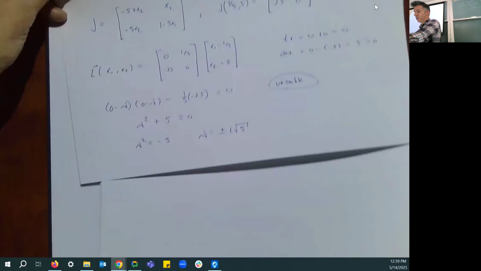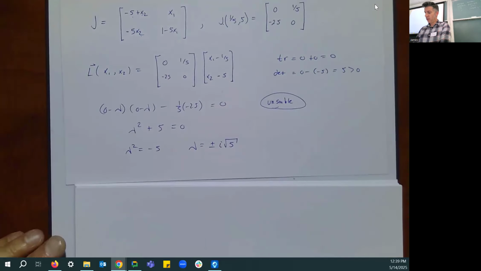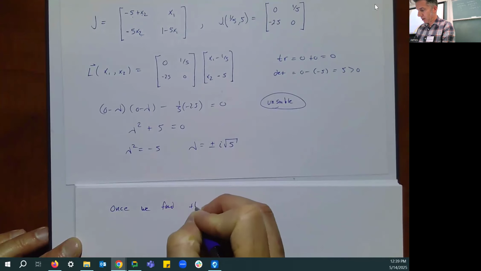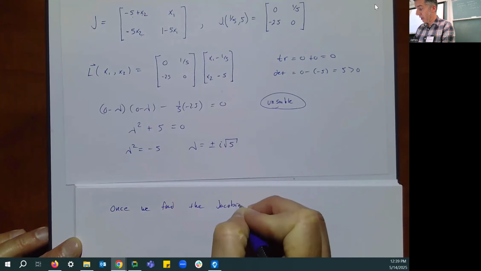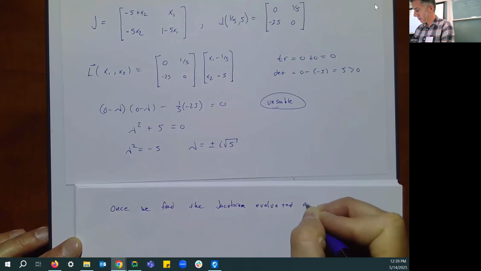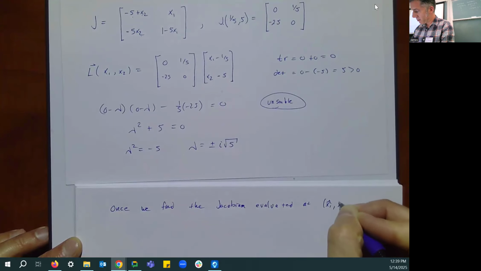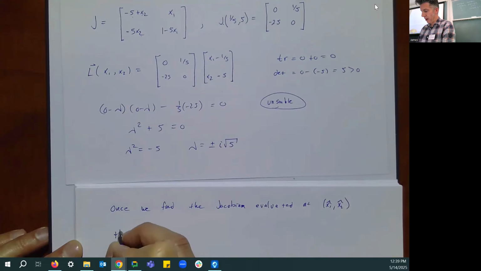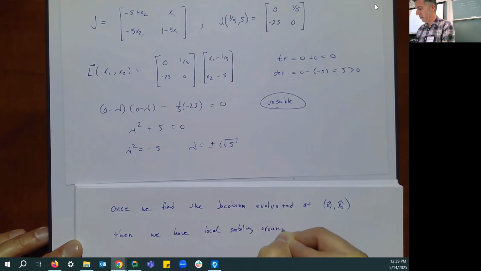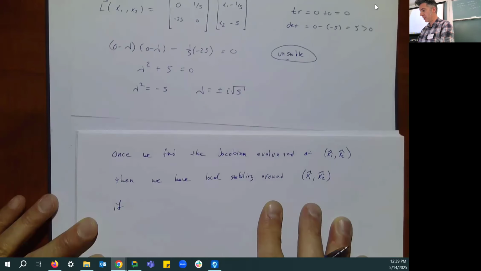So I'll just point out that once we find the Jacobian, evaluated at our equilibrium, meaning we plug in the equilibrium, then we have local stability around that equilibrium if both of the following conditions are true.